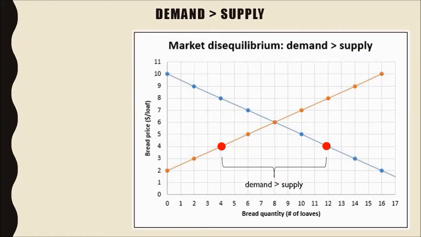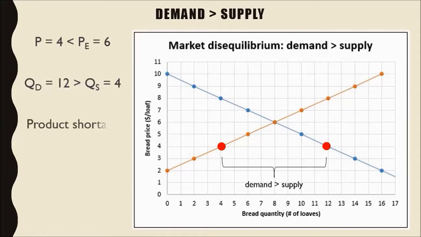In the first example, we have a market price of $4, which is below the equilibrium price of $6. In this case, the demanded quantity is 12, while the supplied quantity is 4. What does this mean? It means when demand exceeds supply, some buyers will not be able to purchase all the goods they want, which means there will be a product shortage on the market. This will eventually lead to a price increase, which will move the market price towards its equilibrium of $6.